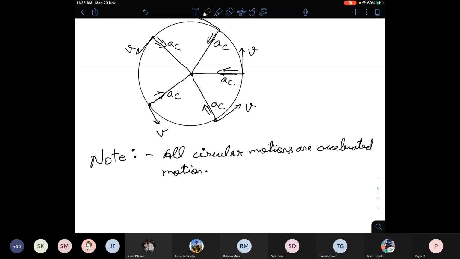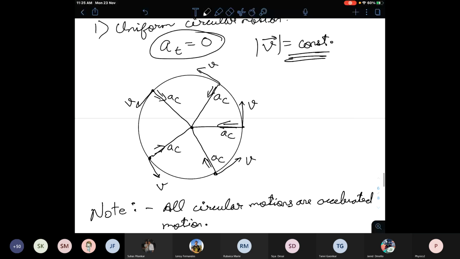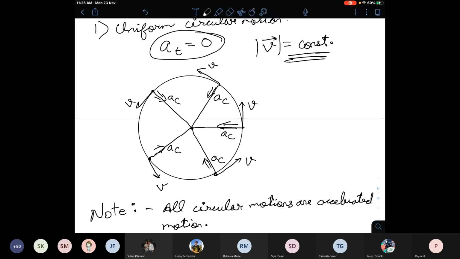Now, one thing you can write in uniform circular motion is this. Since a tangential is zero, what can we tell about net acceleration? The net acceleration at any given point can be written as a centripetal only. Simple. The net acceleration in uniform circular motion becomes a centripetal, because a tangential is 0 in uniform circular motion.